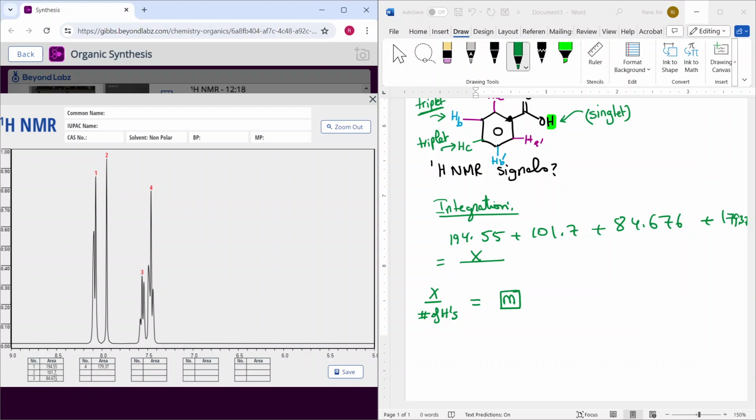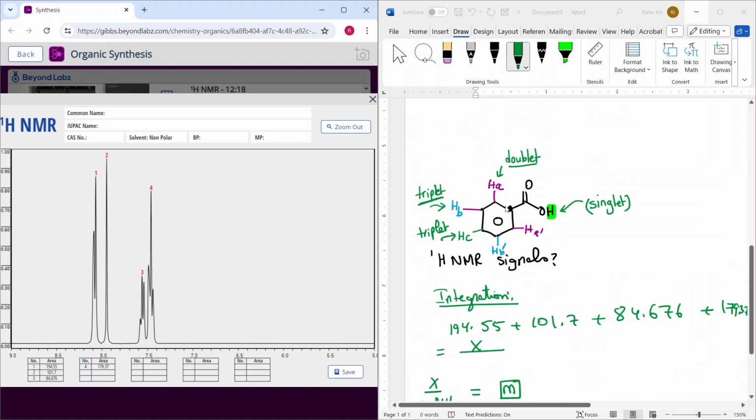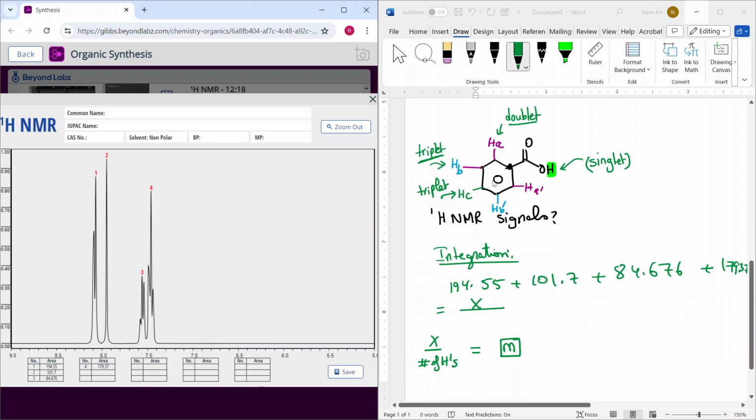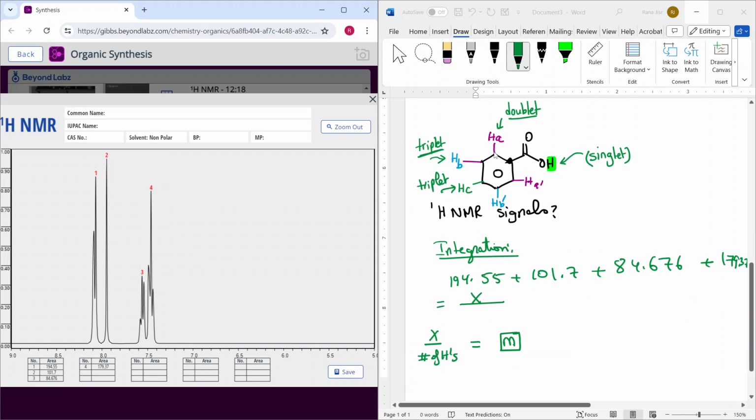Now you're going to take every peak area in here and divide it by M. Then you're going to get the value of integration for every single peak, which is how many hydrogens correspond to every single peak. And you should match it with your spectrum in there, okay, so you can easily know which is which.